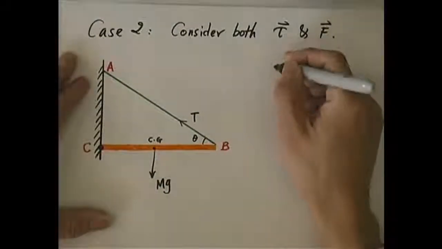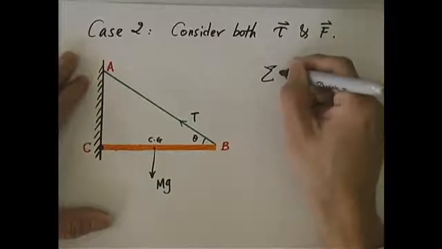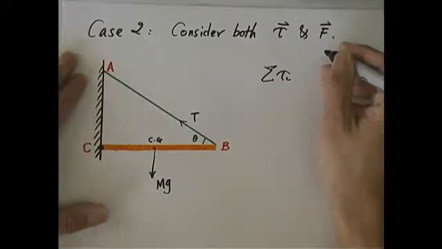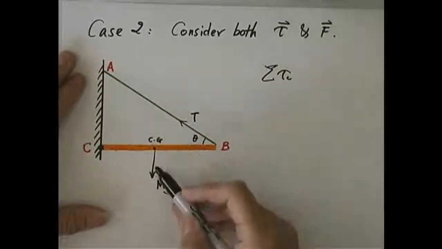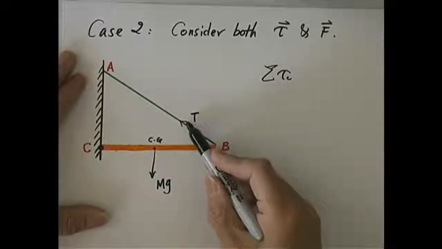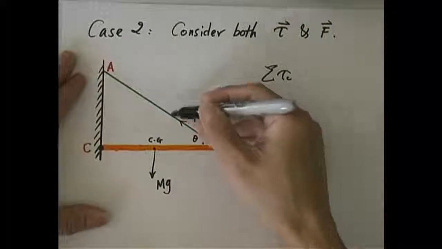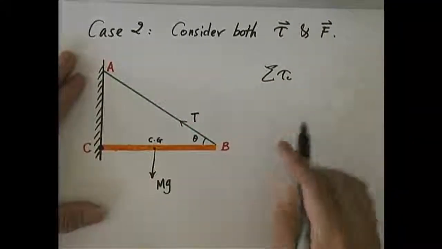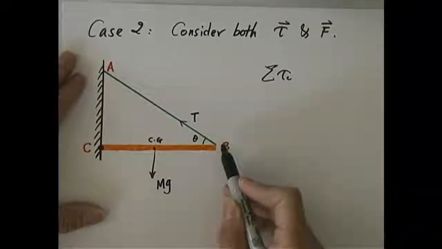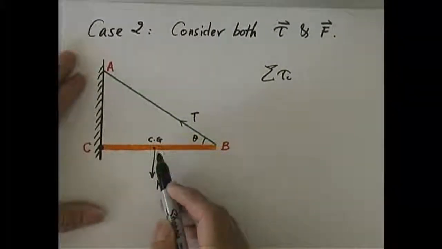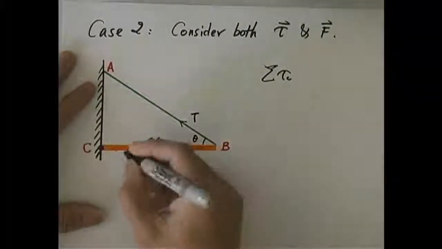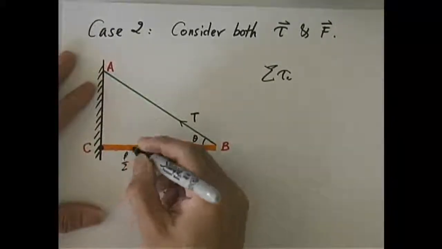So let me find the net torque about point C. Don't worry about that force. I only have two torques, one from the gravitational force, the other from the tension. Let us choose the clockwise direction as positive, so this torque is positive and that torque, being counterclockwise, is negative. Let's say the length of the bar is L. So from here to there, that's L over 2, right? L over 2.